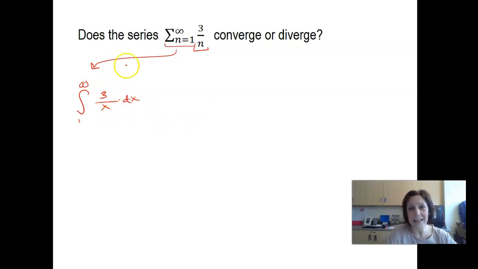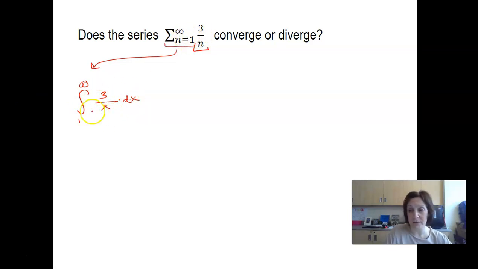The idea here is, if I integrate this and it comes out to infinity, my series diverges. If this comes out to something finite, my series converges. In other words, the series is going to have the same exact behavior as the integral. So in chapter 8, we talked about integrals either converging if they come out to a finite number or diverging if they come out to infinity. All I have to do is evaluate this integral, and I'll know the answer to what's happening with my series.